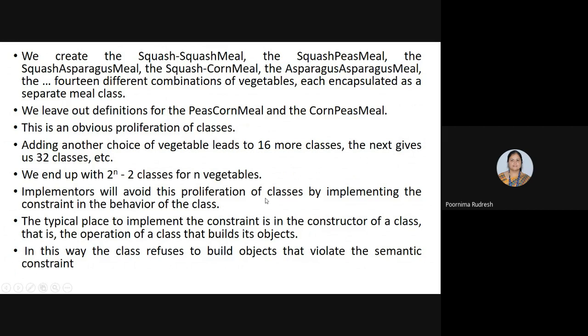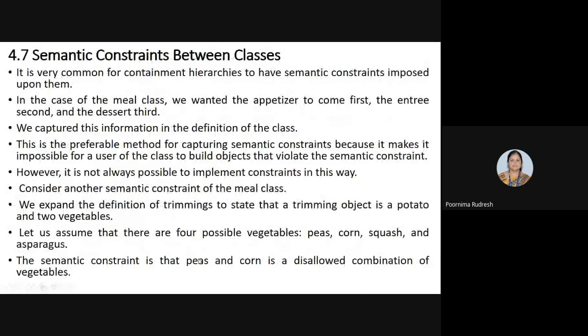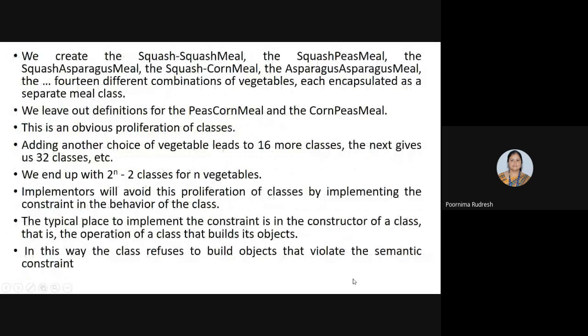Okay. So while we are creating the objects in the class, we are implementing this constraint. What is the constraint here? This is the semantic constraint given, right? Peas and corn is a disallowed combination. So how can we do that? By implementing the constraint in the constructor of the class itself. Okay, so in the constructor of the class itself, we can avoid the proliferation of classes problem. In this way, the class refuses to build the objects that violate the semantic constraint.